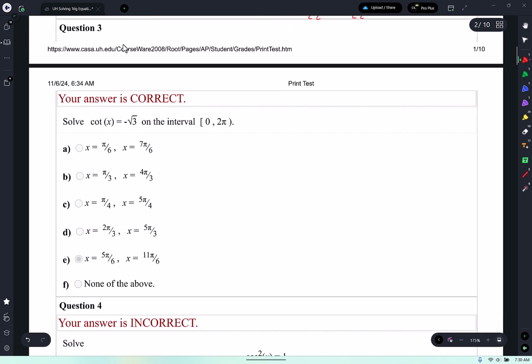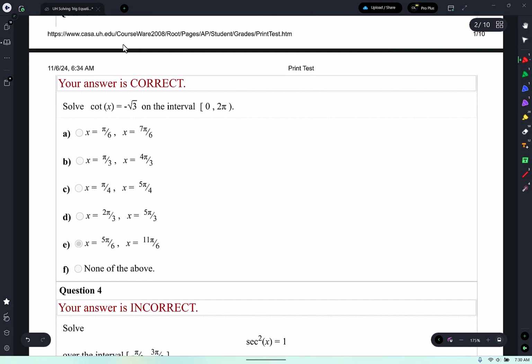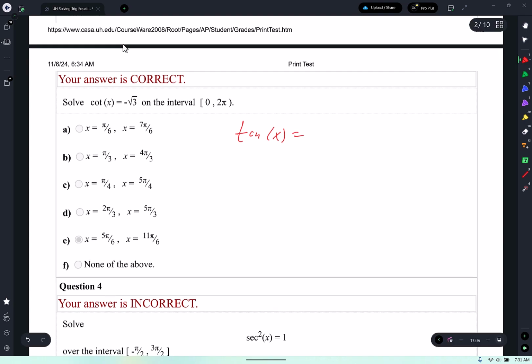All right. Next question. It says cotangent x equals negative square root of 3. So the first thing I would do, guys, you can mess around with cotangent if you want, but I think it's always easier to mess around with tan. So I would go tan x equals, and I would just take the reciprocal of this, 1 over negative square root of 3. All right, so remember, guys, we're thinking about the unit circle.